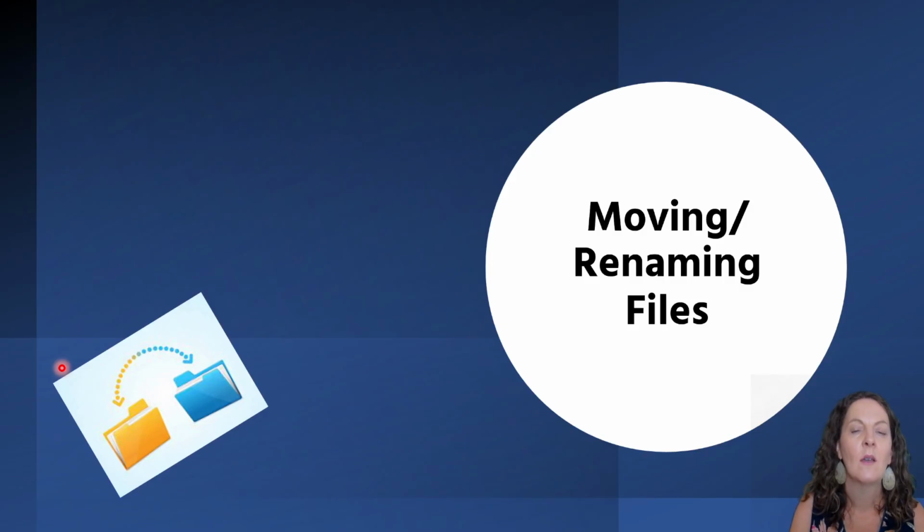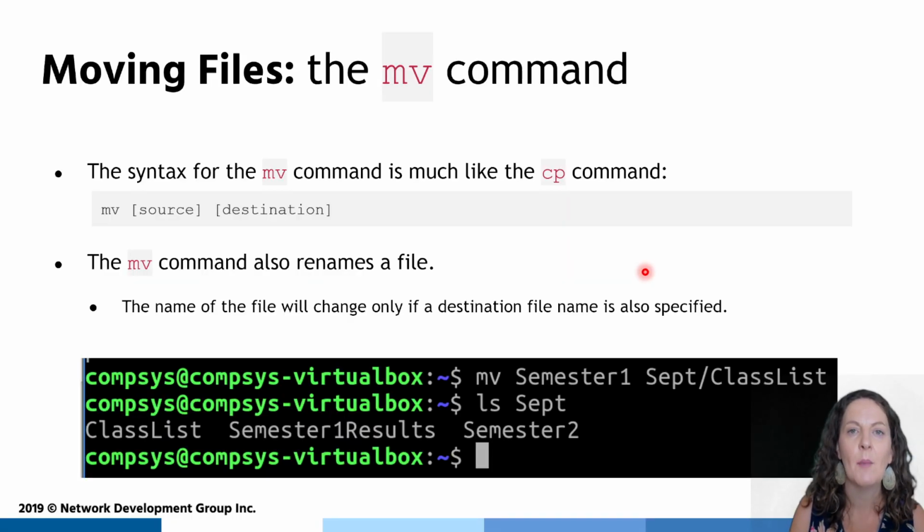We have moving or renaming files, which are pretty much using the same command. If you want to move a file, you want to delete the original and create a new file, don't you? Which is the same thing as renaming the file, right? So those two are going to use the same mv command. So to move a file, you use that mv command. The syntax is pretty much the same as what it is for your copy command. You have your source and your destination.